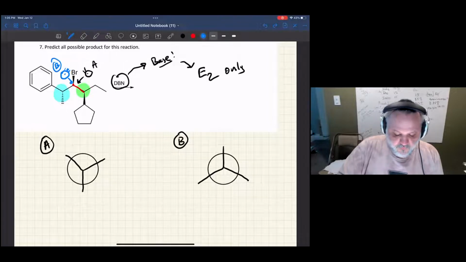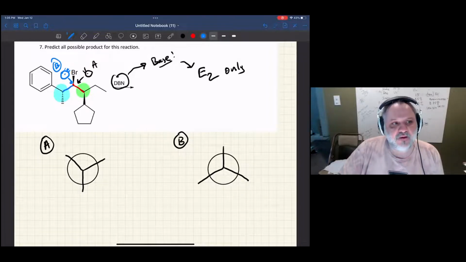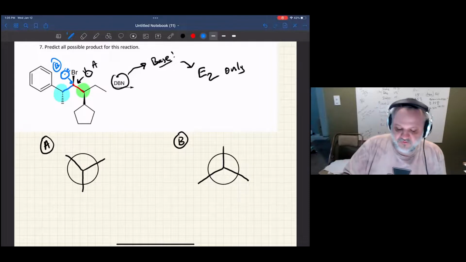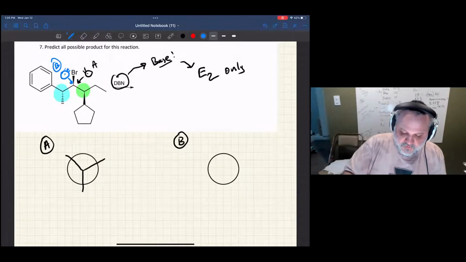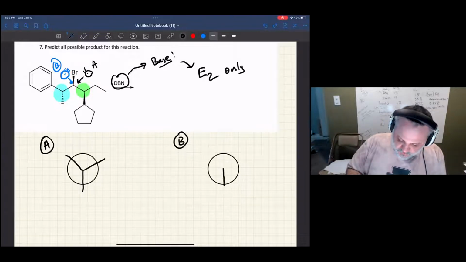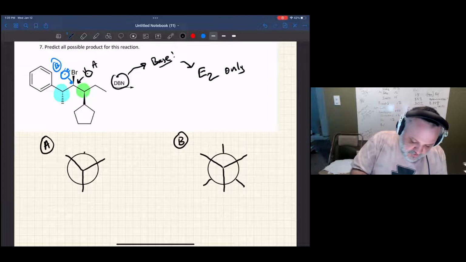Well, what about for B? When I look down the bond for B, I see a bond that's also going down. And so in that case, I want to use the same Newman projection that I did before for A. And so I want to use this version of the Newman projection as well. All right, so now that I figured out which version of the Newman projections to use, I can go ahead and draw out my back bonds.